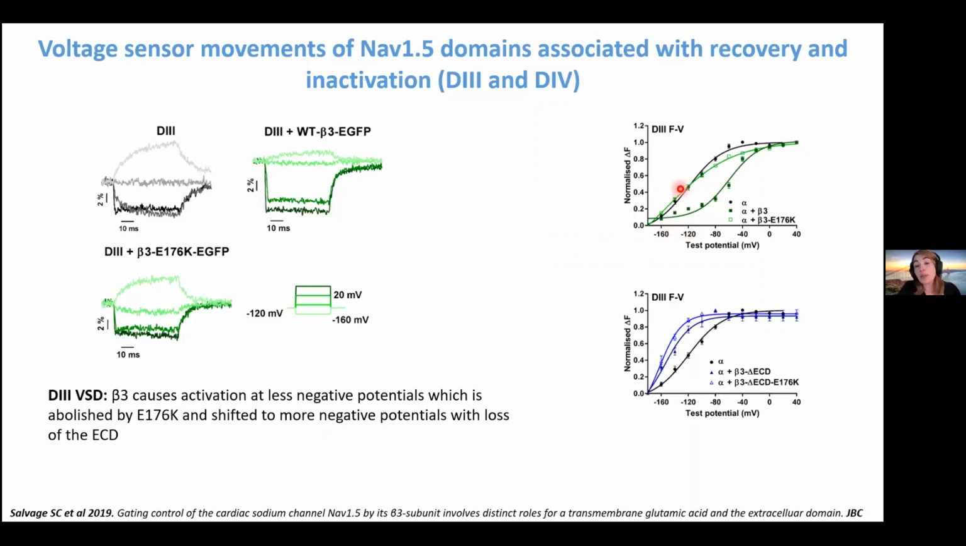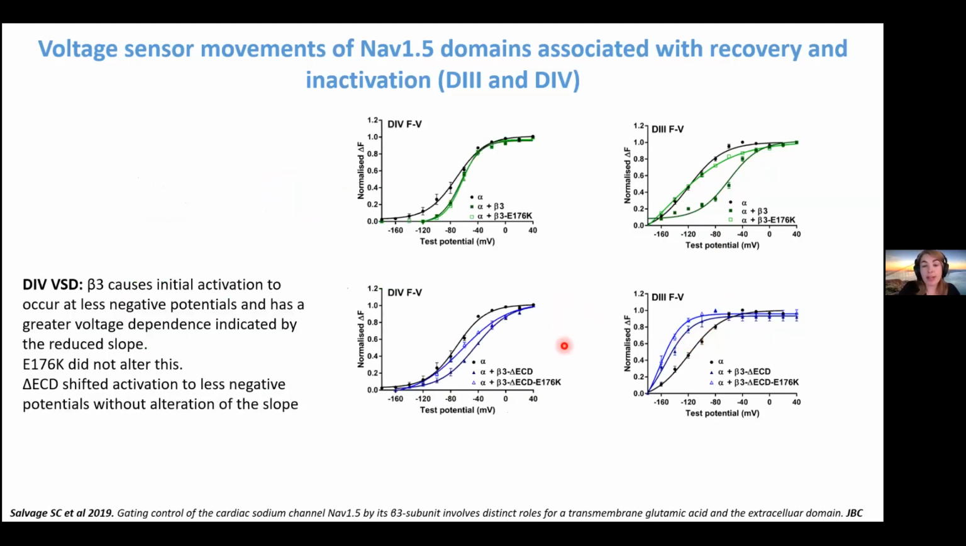And here we see that the presence of beta-3 causes a rightward or depolarizing shift. So the activation of the voltage sensor occurs later. This shift is lost with the presence of the E to K mutation. Similarly, the delta ECD also abrogated this effect, but actually made things more hyperpolarized.